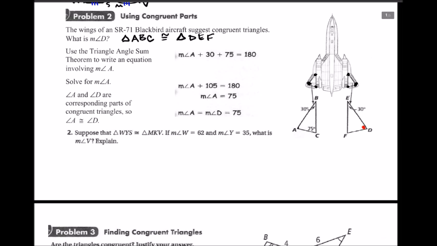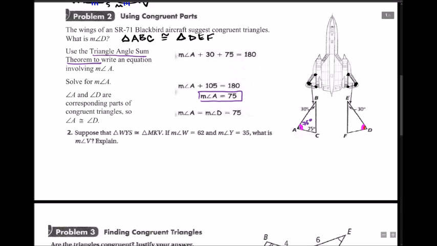Now I don't have enough information about that triangle to find that angle, but I have information about the congruent triangle over here. So I would use the triangle angle sum theorem, yay, to find the measure of angle A. And we find that the measure of angle A is 75 degrees. So I would label that 75 degrees. Now, if we look at our two triangles here, we know that angle A is in a corresponding position to angle D.